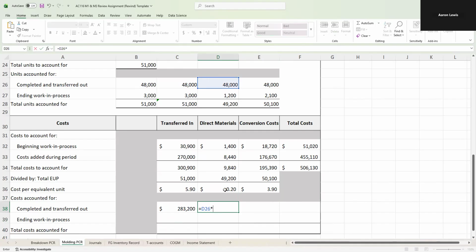Each one of those costs us 20 cents in material cost, unique to the molding department to mold them into a finished sellable bin. So at 20 cents a piece, those 48,000 units cost us $9,600.